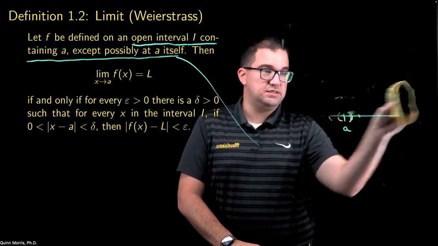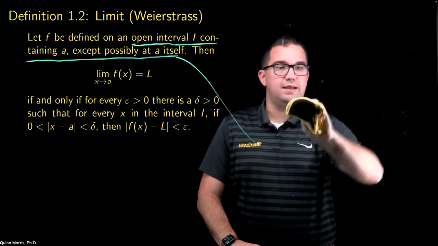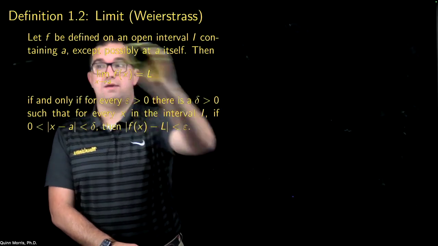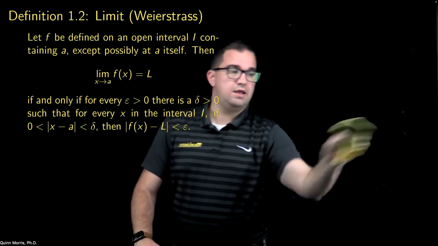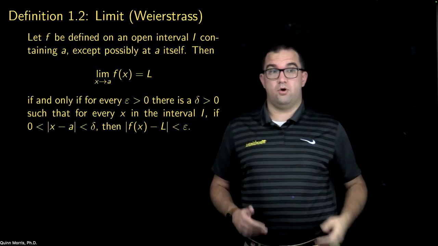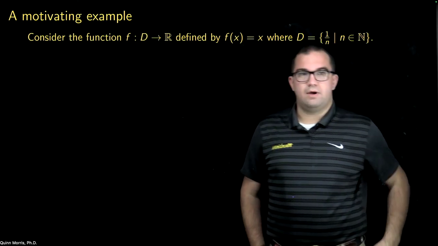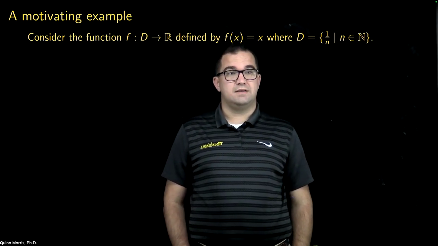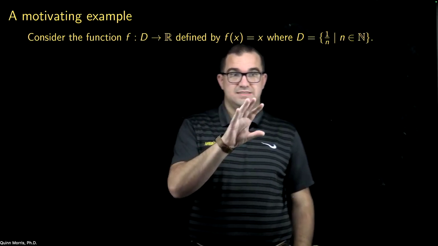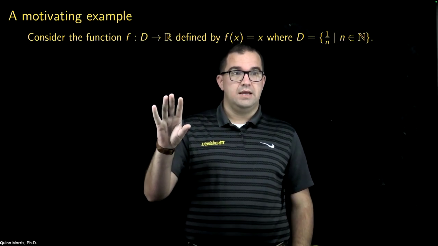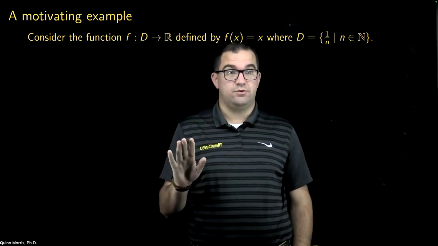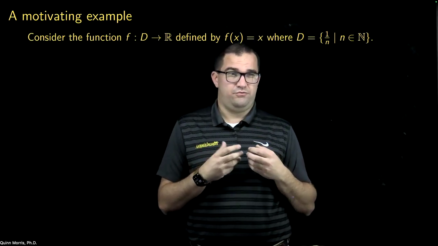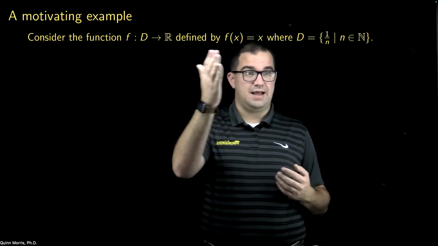Now, you may see no problem with that. But what I'd like to do is start by looking at an example to see maybe why we might want to relax this definition and how we might start to go about doing that. So I want to start by looking at a particular example. I want to consider the function f, which maps from a set D, the domain, into R. It's going to be defined by the equation f of x is equal to x. So before we even go on and look at the rest of this, intuitively you feel like this should be easy. This is the identity function.